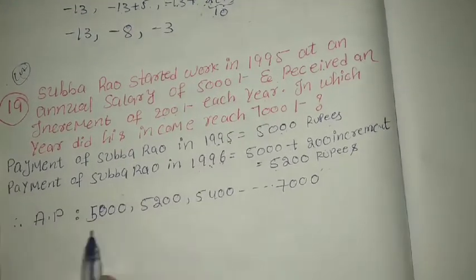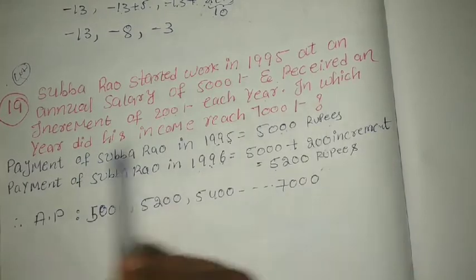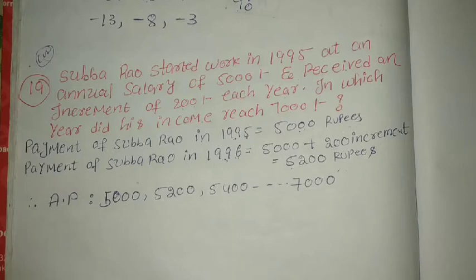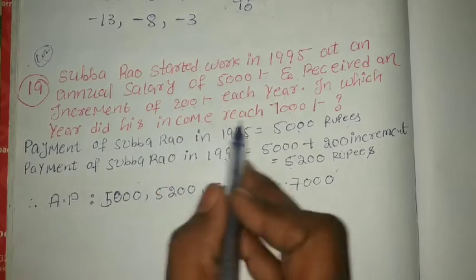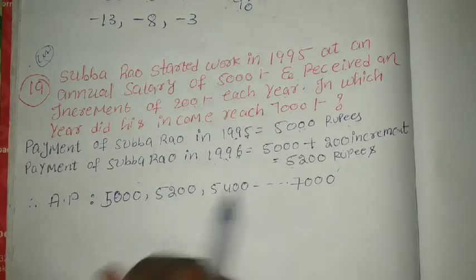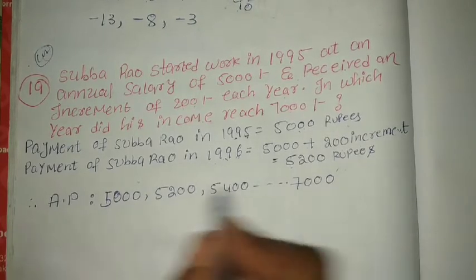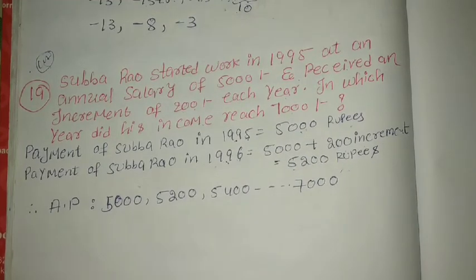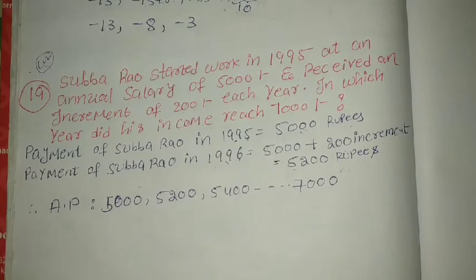At last, in which year did his income reach 7,000? So what are they asking in the question? In which year did his income reach 7,000? We need to find this. कौन सी ईयर में 7,000 सुब्बाराव को मिलेंगे? यही है ना क्वेश्चन. तो कैसे फाइंड करेंगे हम इसको? बताओ ना. For that, we need to find the number of terms. That means small n we need to find.